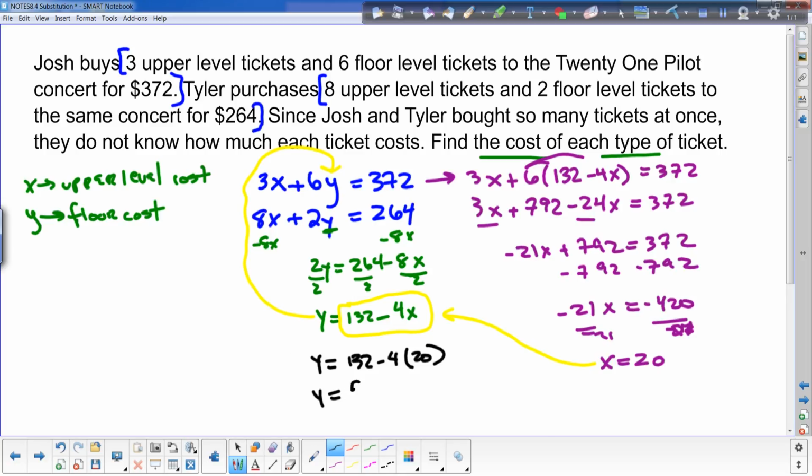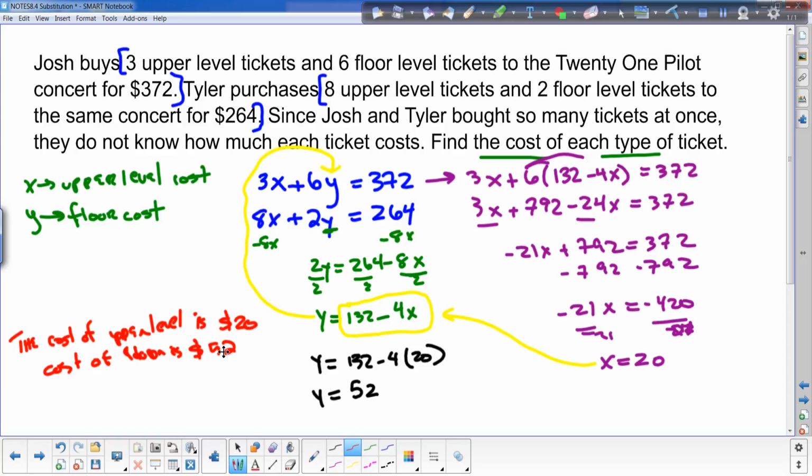You get 52. So again, whenever you work on a problem, you want to answer the question. The question is, find the cost of each type. Well, x is 20, that's the upper level. The cost of upper level tickets is $20, and the cost of lower level or floor level tickets is $52. And there's your answer.